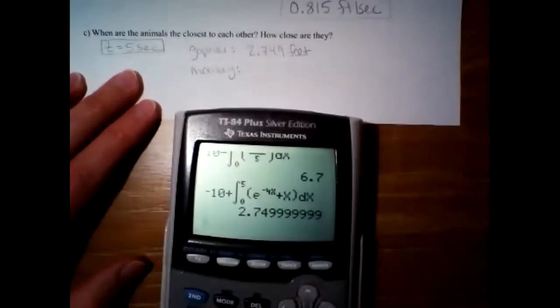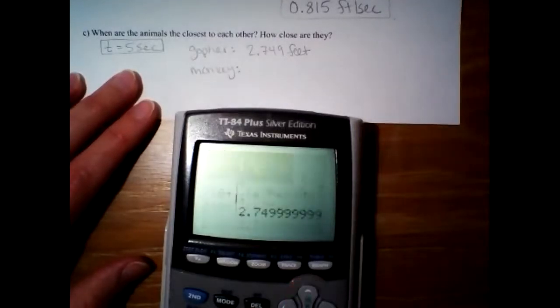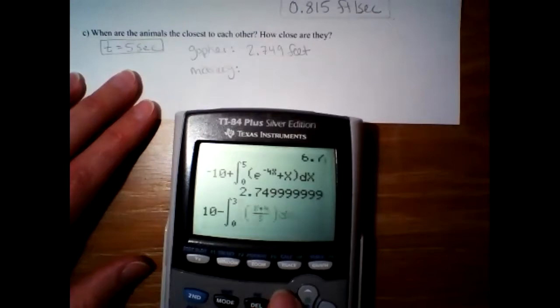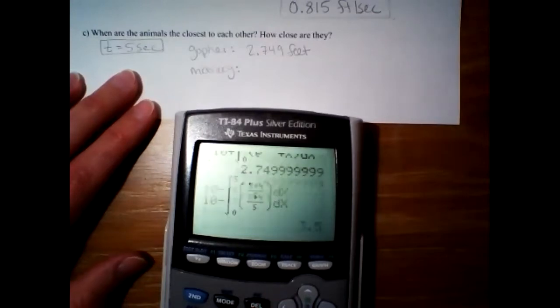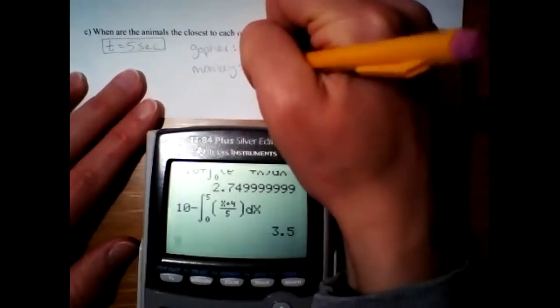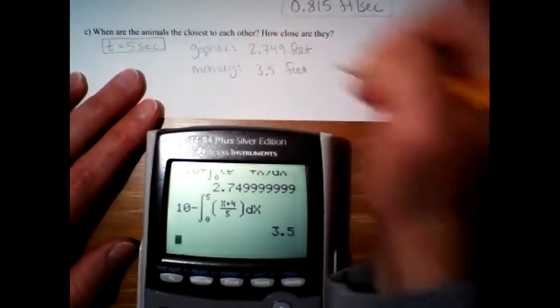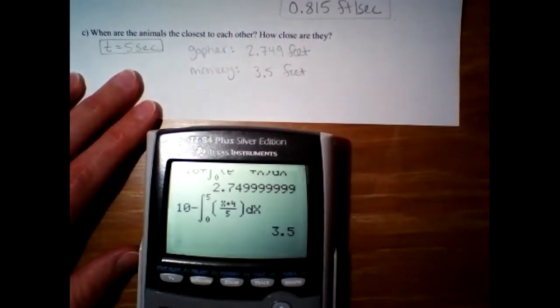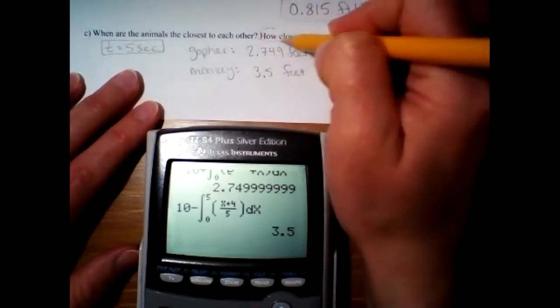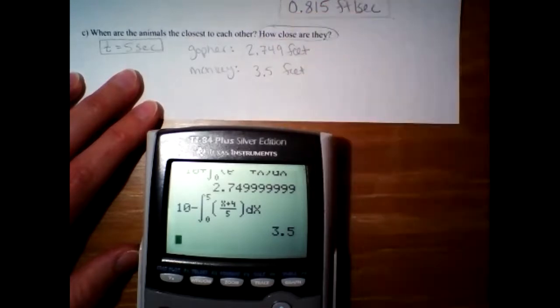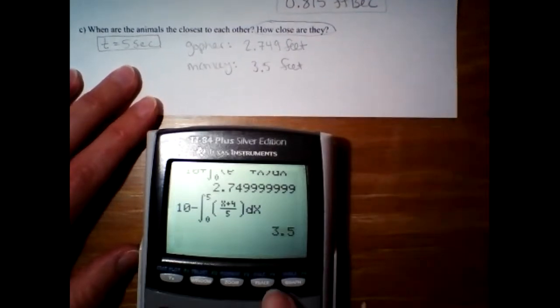All right, so for the monkey, I'm going to go back up and get the monkey integral, and I'm just going to change the 3 to a 5. And here's where the monkey is, so 3.5 feet. But that actually isn't the final answer to the whole thing, because the question is, how close are they? So what do I need to do to answer that? Yeah, perfect. Good. I like how someone wrote monkey minus gopher. I love that.